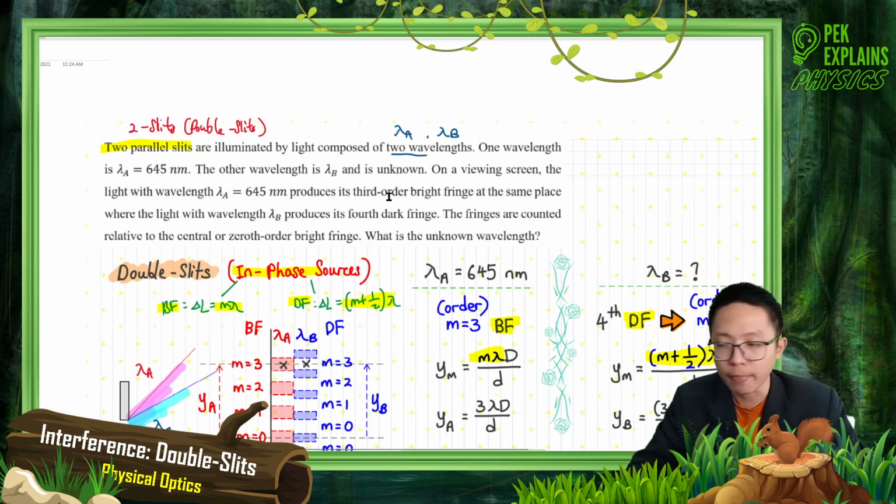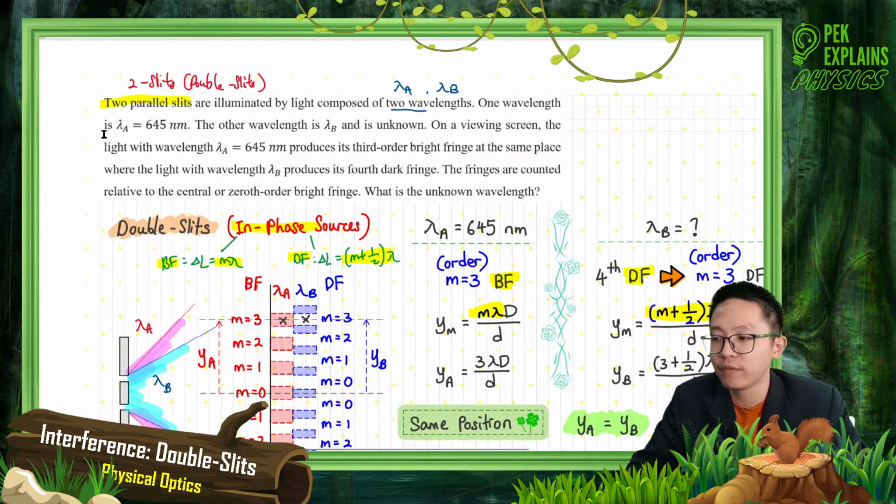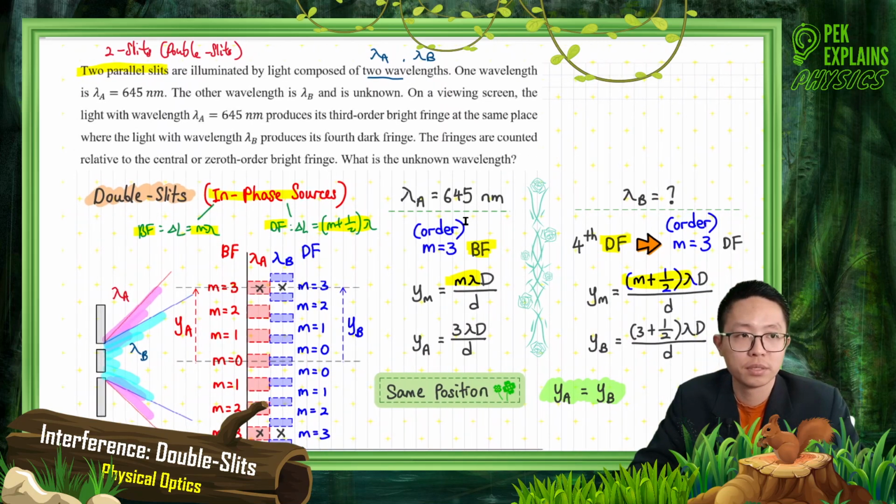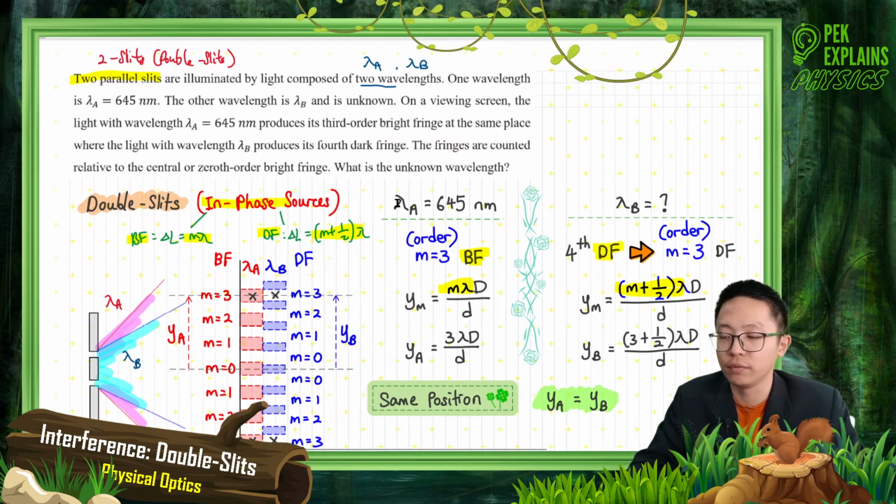He mentioned that one wavelength is lambda A, 645 nanometer. Nanometer, change to SI unit please. And the other wavelength is lambda B, which is unknown. So I have lambda A over here. I've separated into two columns, so it is easy for me to gather the information. Lambda A I put at column 1, and lambda B, which is unknown, at column 2. That's how I make my work systematic.